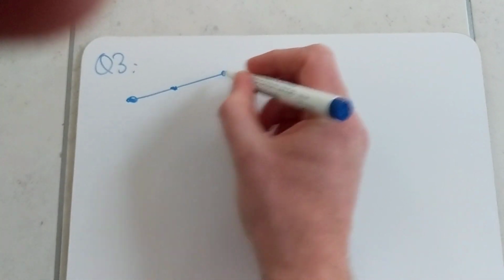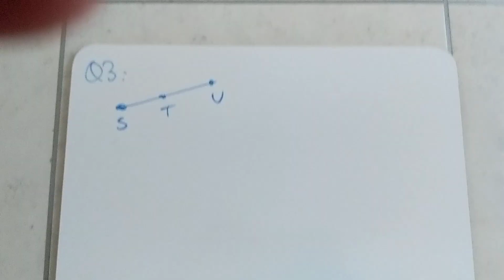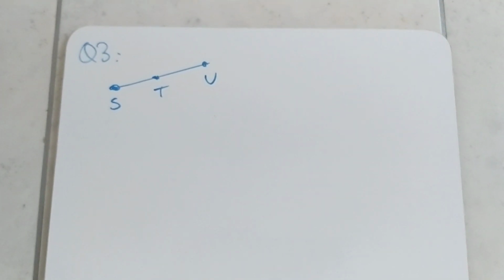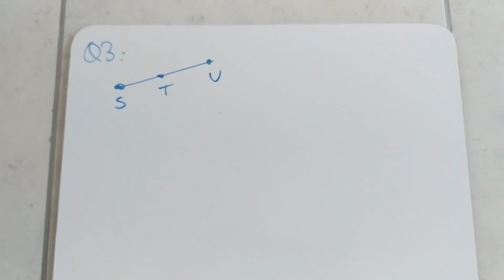Okay, question 3. Question 3 caused a wee bit of issue with some folk because they were worried about the word collinear. Hopefully if you were on Teams, you noticed that collinear meant the points all have to lie in the same line. So imagine points S, T and U all lying on the same line. My diagram's not particularly accurate there. It doesn't have to be.